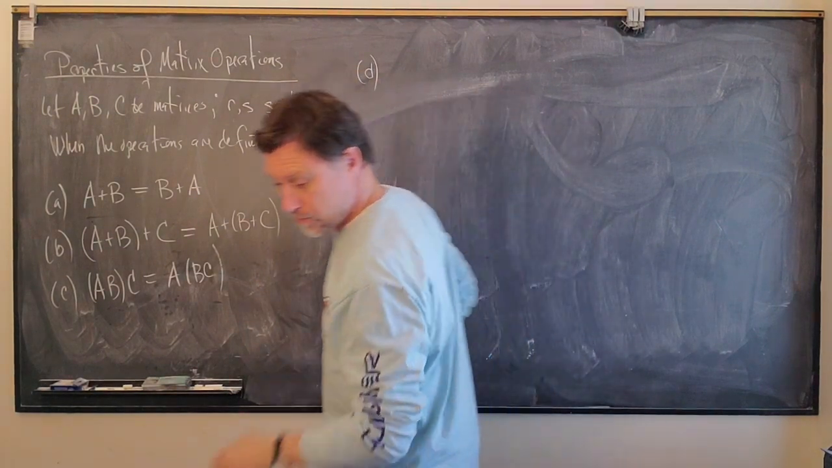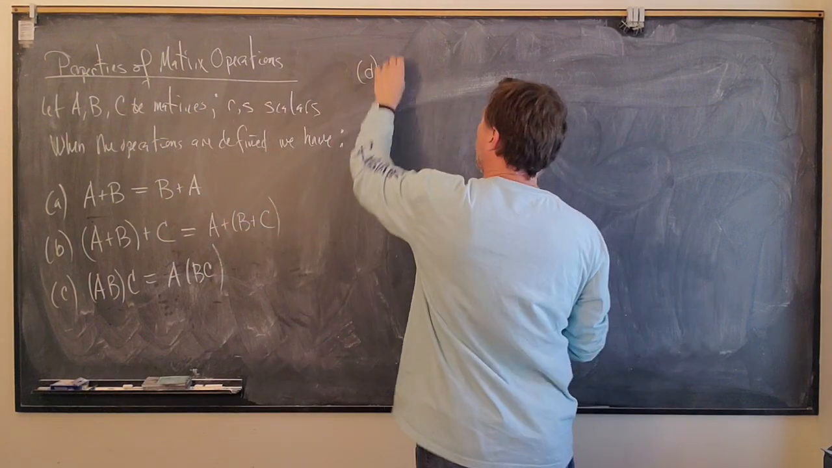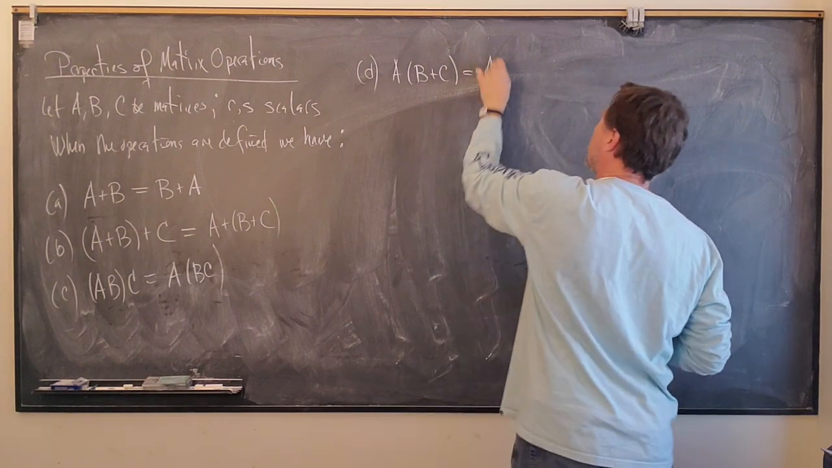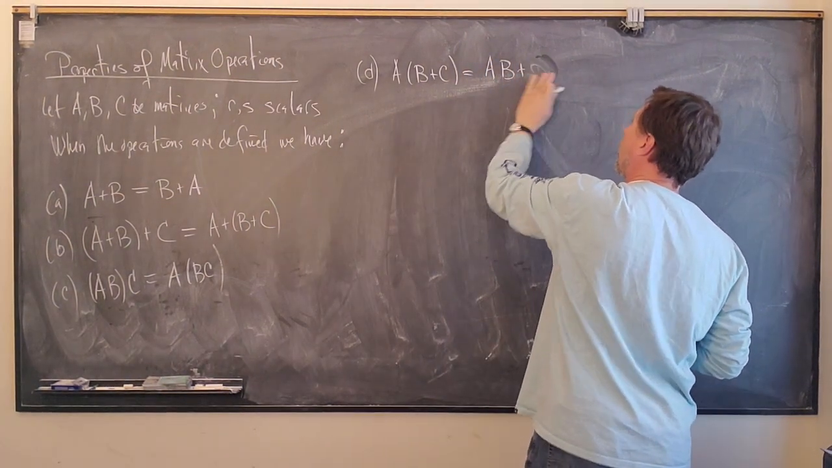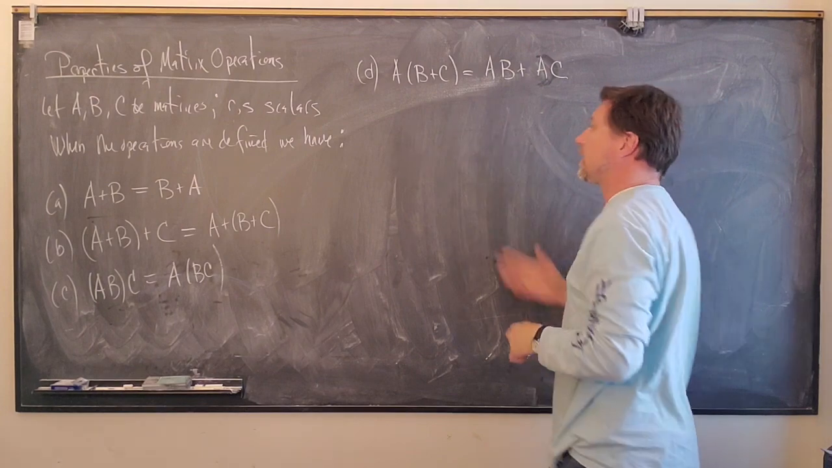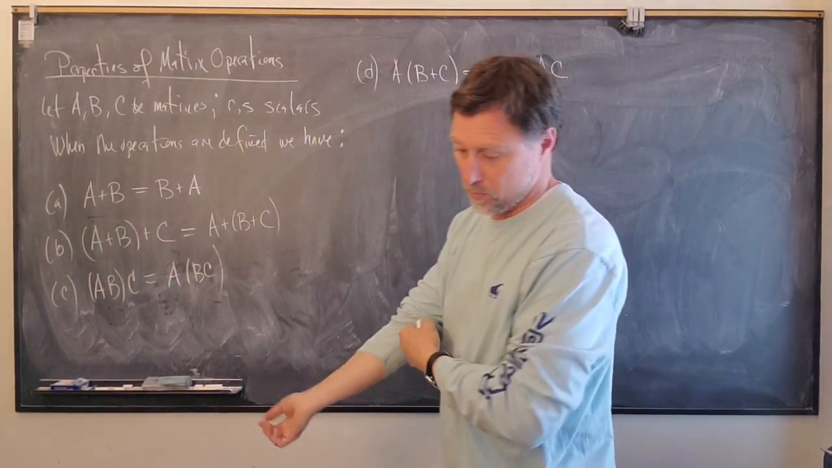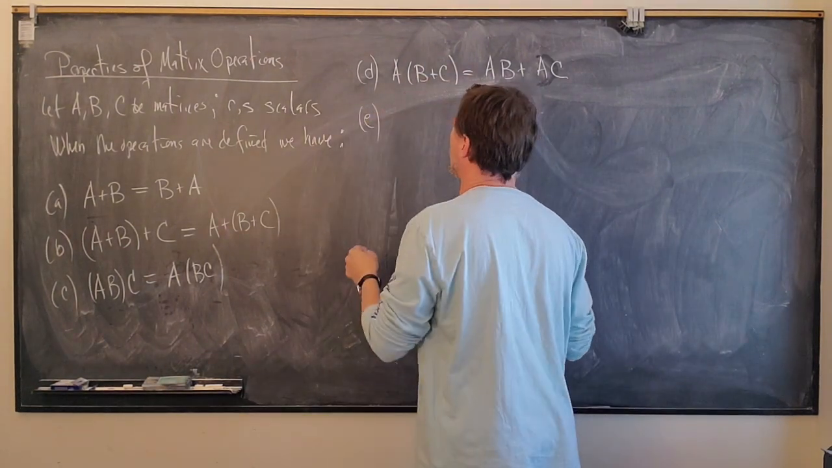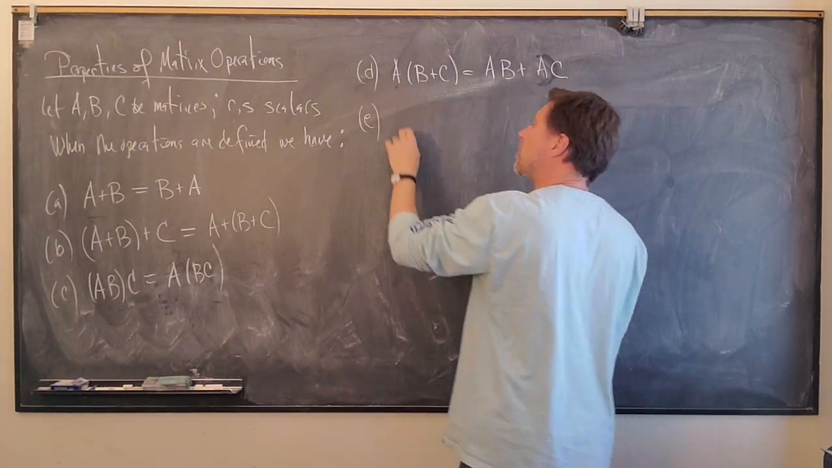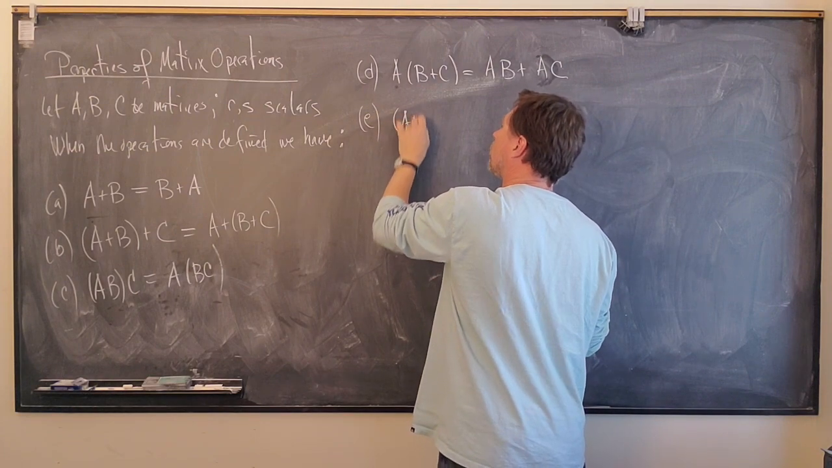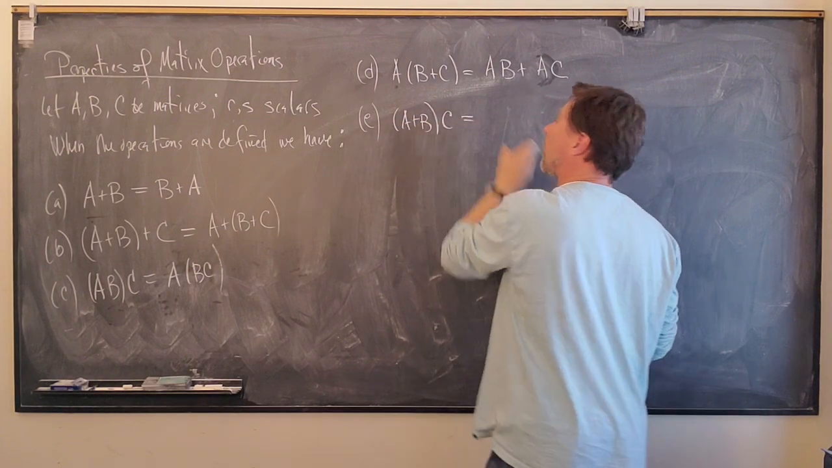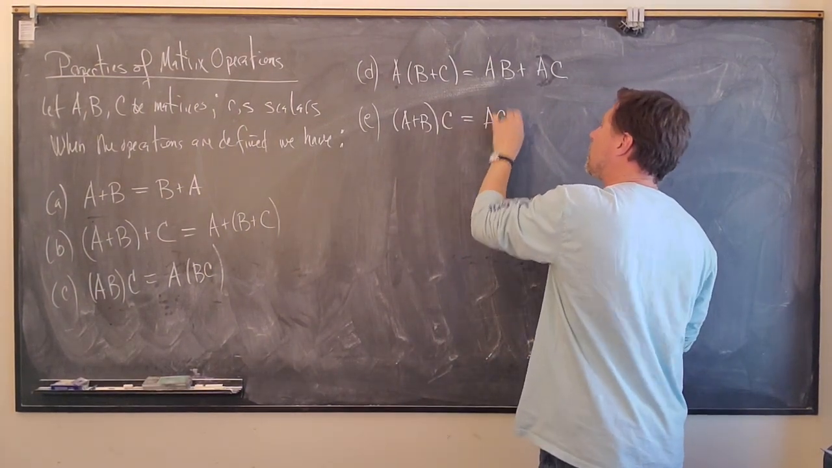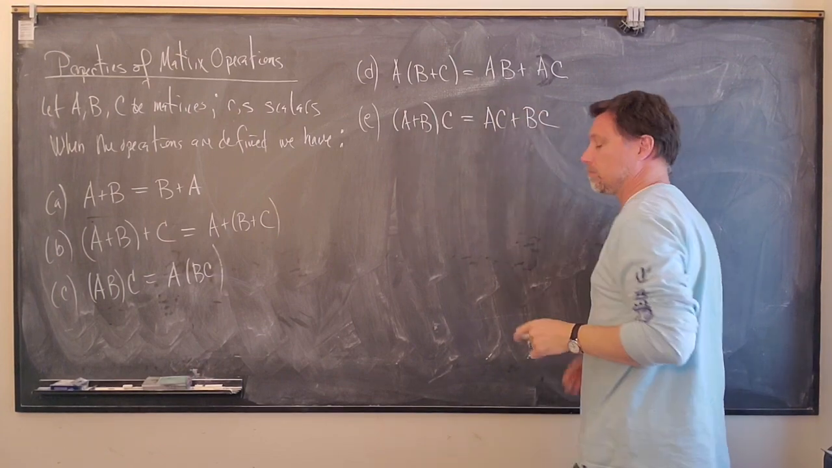Property D, A times B plus C is equal to AB plus AC. We call this the distributive property. And that's true on both sides. So here's the second distributive property. Here I'm multiplying on the left. It's also true when we multiply on the right. A plus B times C will be AC plus BC.